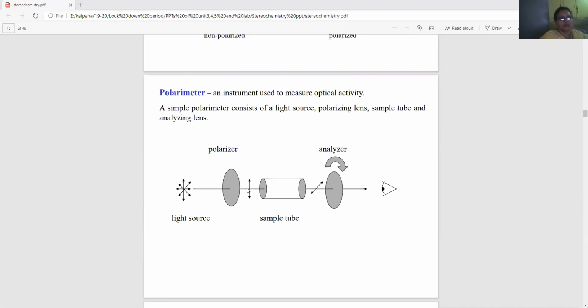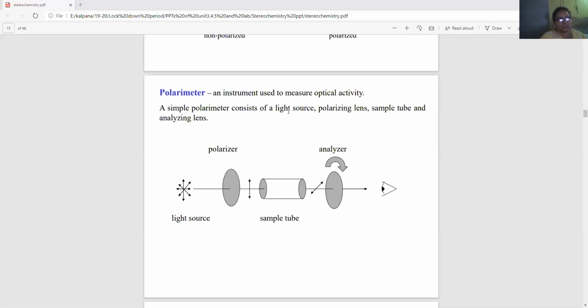Then the polarized light is transferred to this sample tube, and there is an analyzer fixed here in order to check whether the light has been rotated or not. It shows whether the plane polarized light is rotated in a clockwise direction or an anti-clockwise direction, and then we have our eyepiece, which is used to see all these things in a polarimeter.